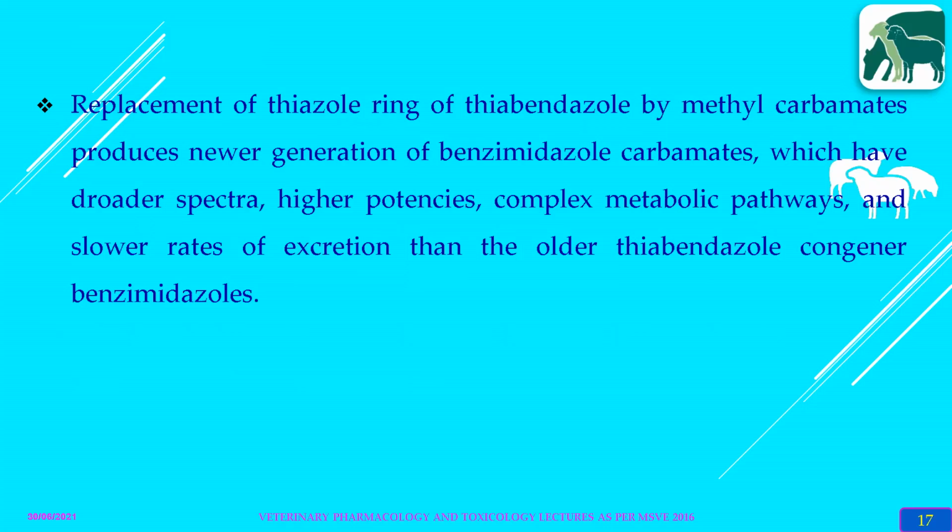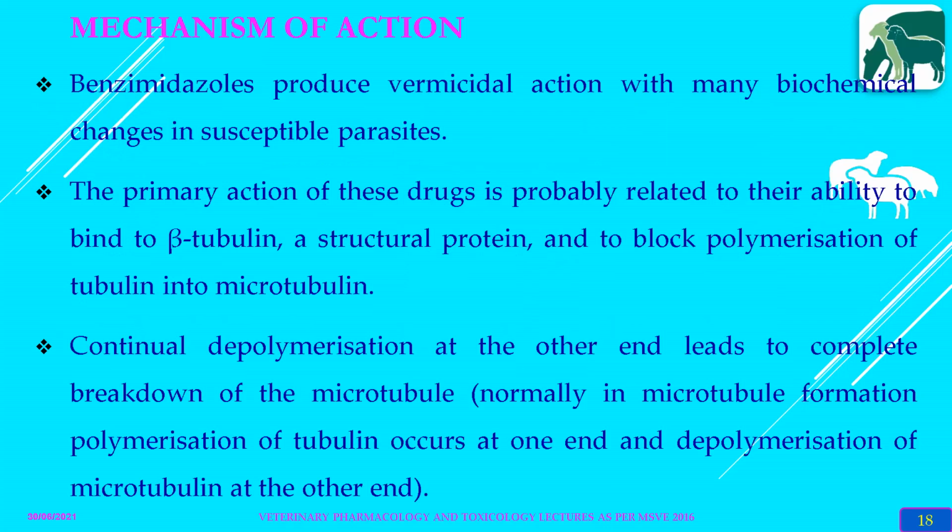They have a slower rate of metabolism and fast excretion also. Then the mechanism of action of the benzimidazoles. Yes, of course, most of the drugs of this category share a common mechanism of action, and they have vermicidal action, especially with many biochemical changes in the susceptible parasites. So they produce vermicidal action, not vermifuge.